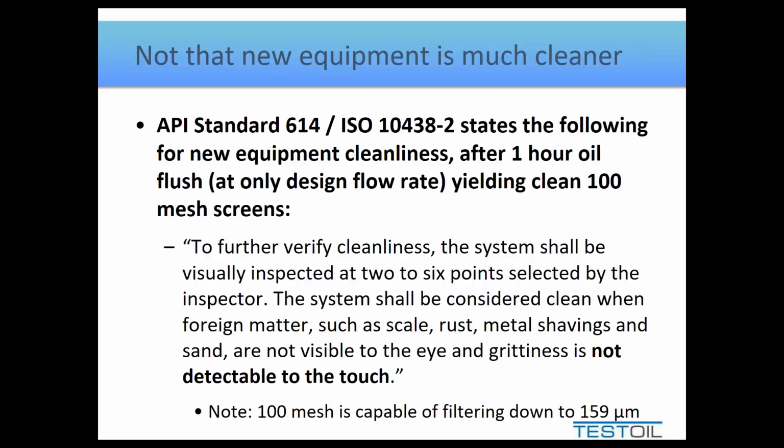The quote continues, the system shall be considered clean when foreign matter such as, and it gives a bunch of examples, are not visible to the eye and grittiness is not detectable to the touch. So if you cannot see them on a 159 micron screen and you can't feel them with your fingers, you've properly commissioned that piece of equipment and it has now been certified as clean according to API 614.